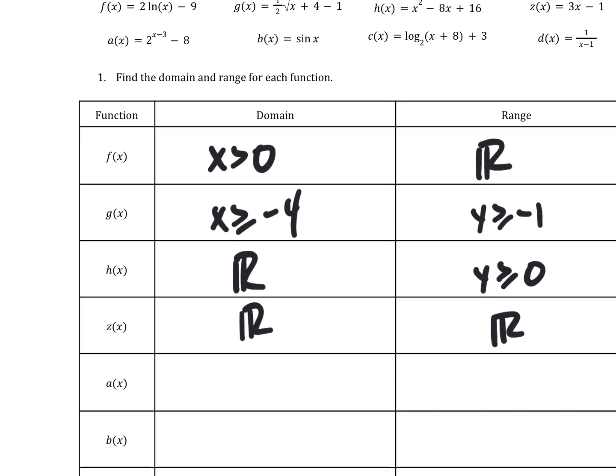A of x is an exponential function, domain all real numbers. The -8 is a translation down 8 units, so it would be y is greater than 0. Sorry, y is greater than -8. Let me make that a little more clear. Okay, there we go. It goes down 8 units. There's a horizontal asymptote at -8.